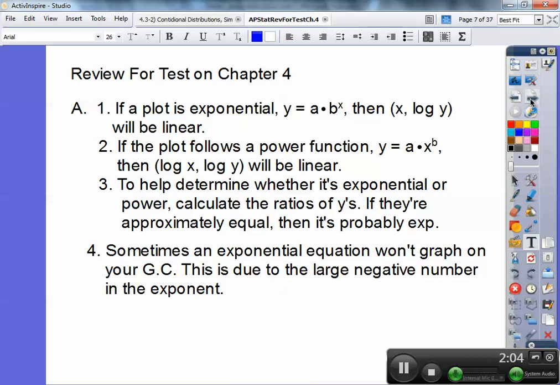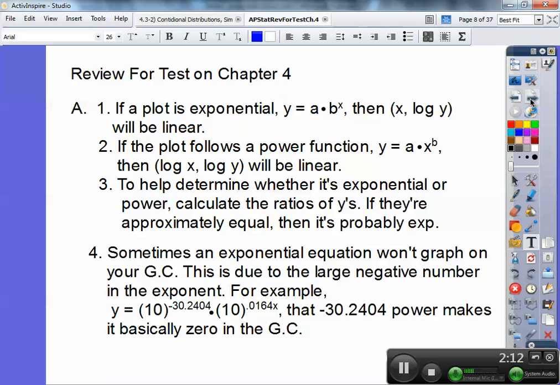Okay? All right. Sometimes exponential equations won't graph on your calculator, like that one we talked about on the quiz. That's due to the large negative number in the exponent. This was the one from that quiz, y equals 10 to the negative 30 point something. That negative 30 point something makes that 10 power basically 0 in the calculator, because remember, 10 to the negative 30 is 1 over 10 to the positive 30, which is 1 over a really big number, which is basically 0. So the trick is to put in y sub 2 equal to 10 to the y sub 1 power, and that'll help you graph it and trace it and get prediction values.